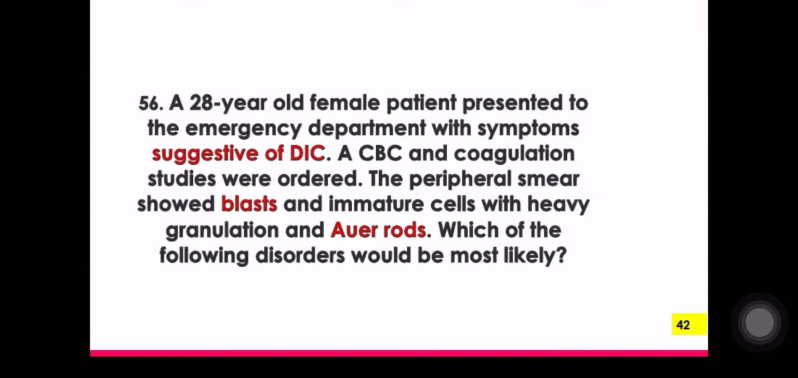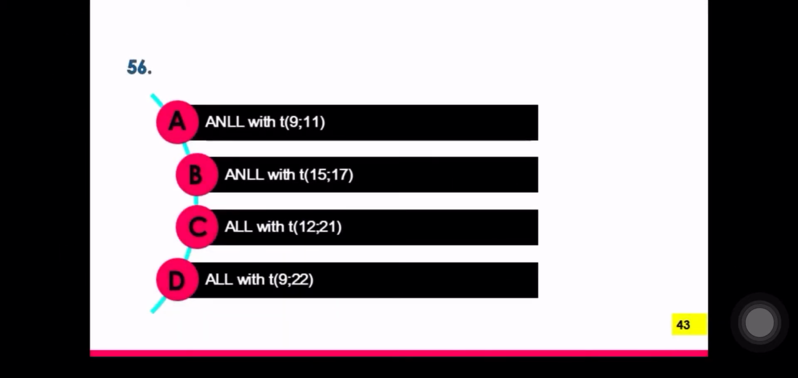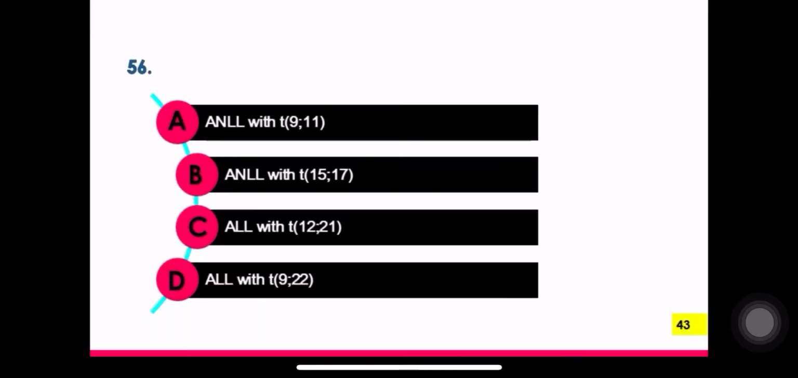Again, a 28-year-old female patient presented to the emergency department with symptoms suggestive of DIC. Pa-highlight naman po ng suggestive of DIC, blasts and our rods. Now, ano kayang condition? Is it letter A, AML with translocation 9-11, letter B, AML with translocation 15-17, letter C, ALL with translocation 12-21, or letter D, ALL with translocation 9-22? Correct answer is letter B, AML.